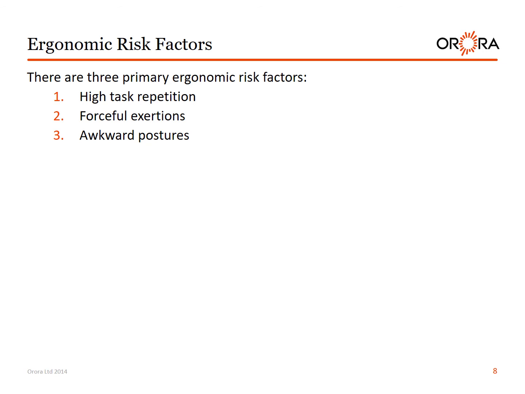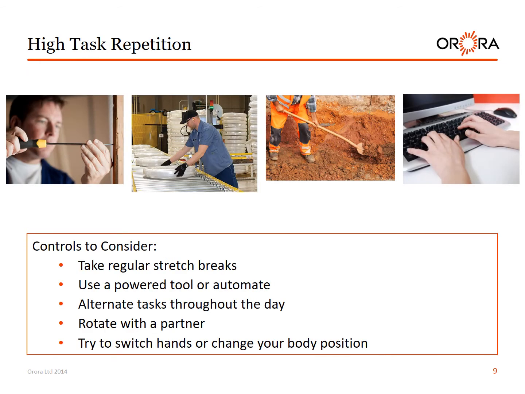Ergonomic risk factors continued. There are three primary ergonomic risk factors: high task repetition, forceful exertions, awkward postures. High task repetition. Controls to consider: take regular stretch breaks, use a powered tool or automate, alternate tasks throughout the day, rotate with a partner, try to switch hands or change your body position.